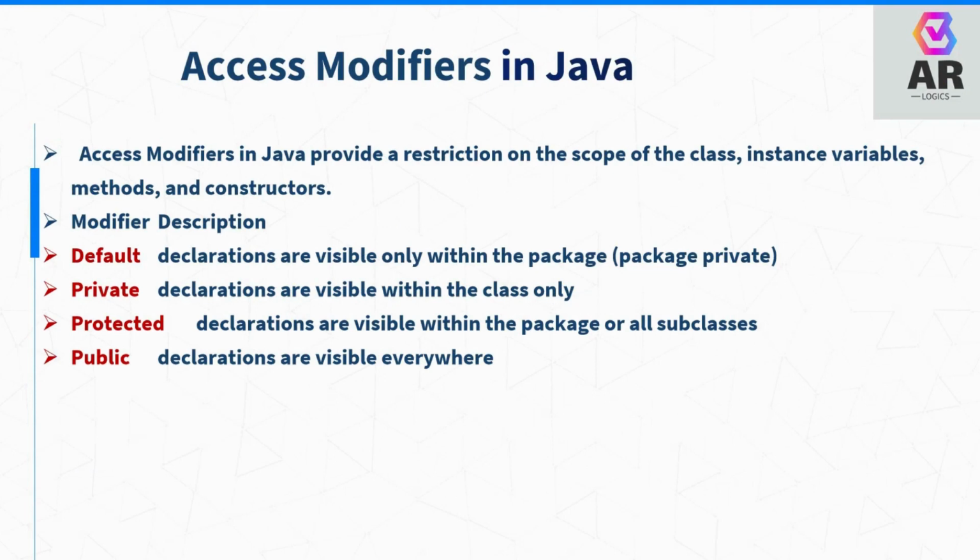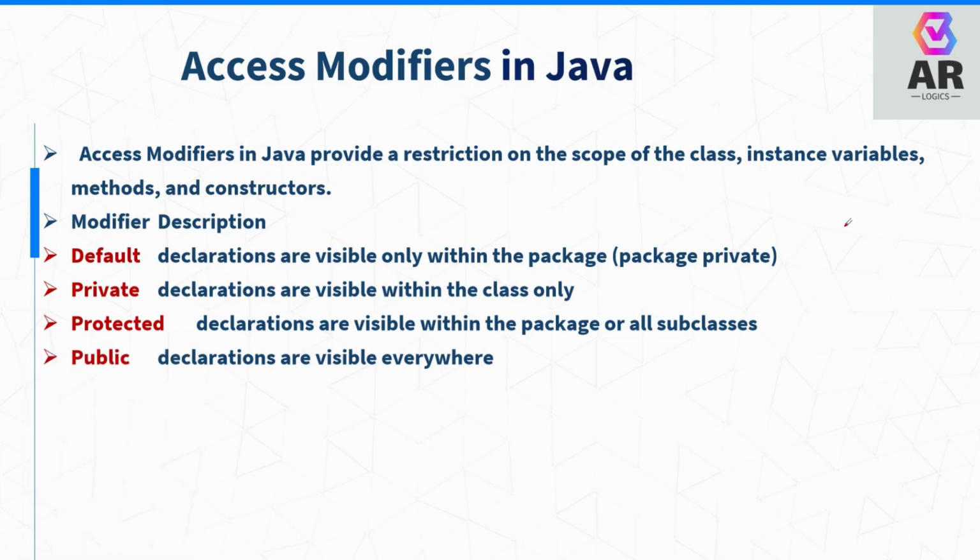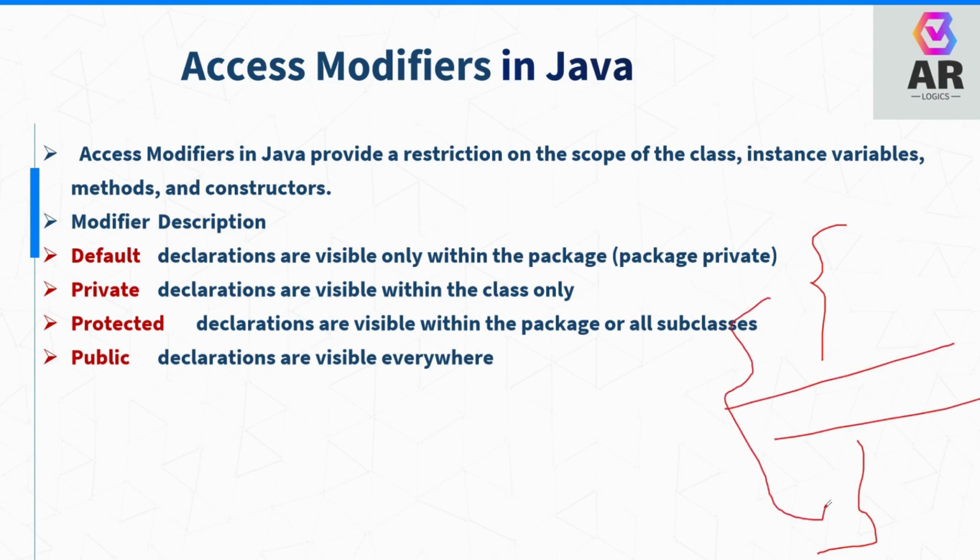Access modifiers in Java provide restriction of the scope of the class. Access can be restricted. This is one scope, for example. This will be inside the scope. They are using the access modifier to restrict to this one.